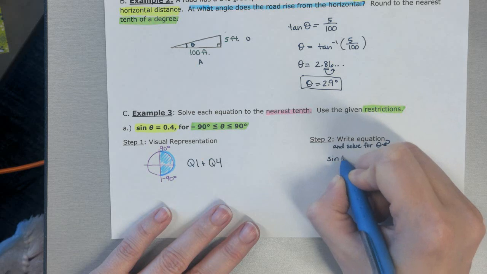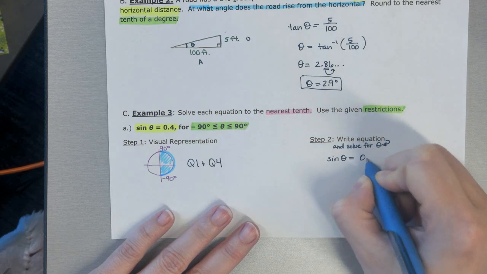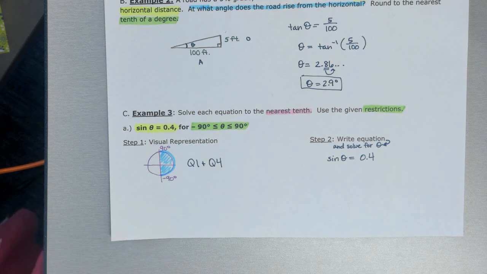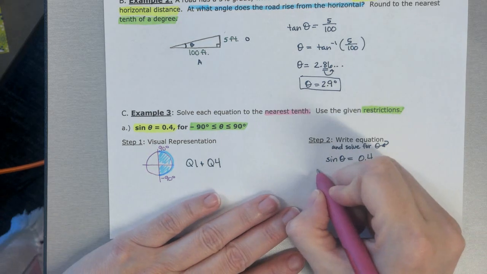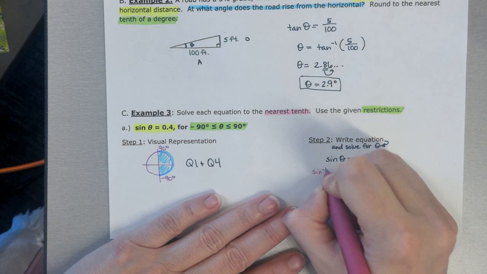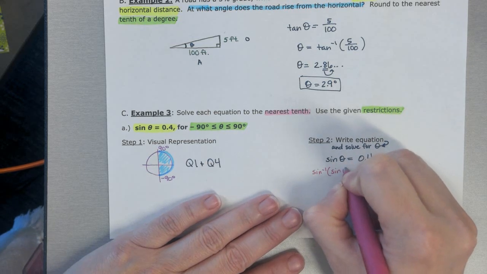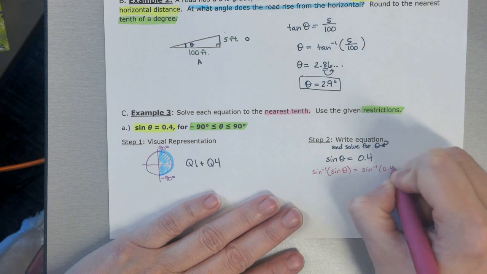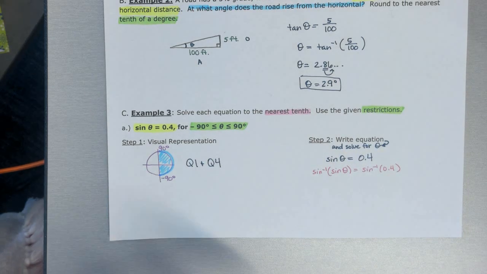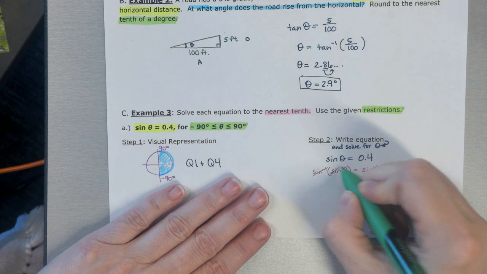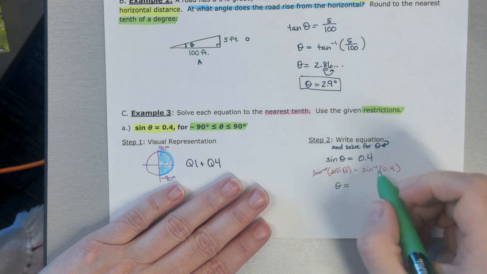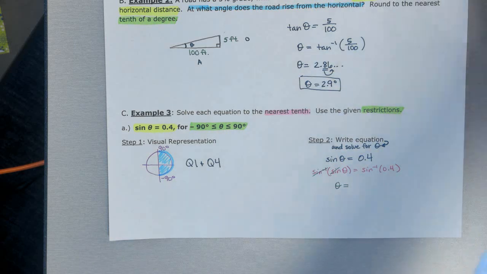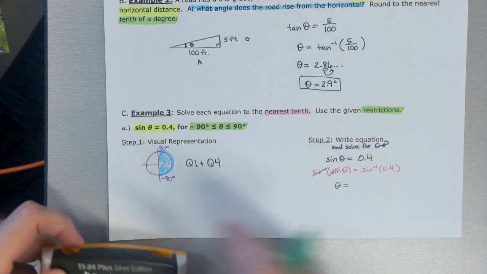Oh, you tell me. How do you undo the sine? Yeah, you take the inverse. Okay, so remember, when you're taking the inverse of each side, the reason why you're doing that is because that's the only way to get theta by itself. Okay? So those are going to cancel. Theta is going to equal the sine inverse of 0.4. So let's find that.